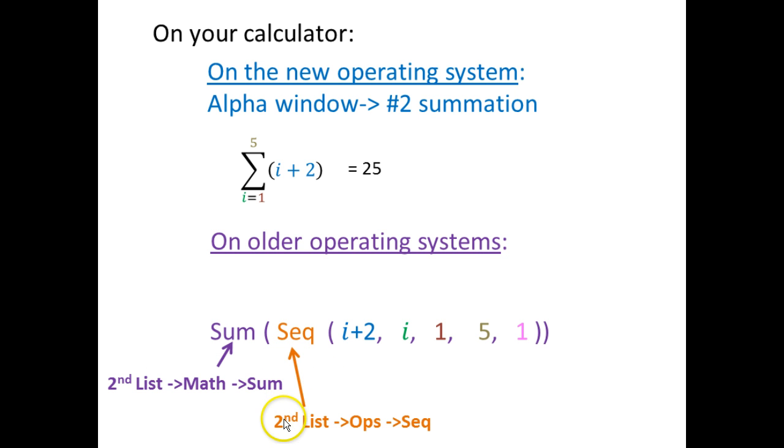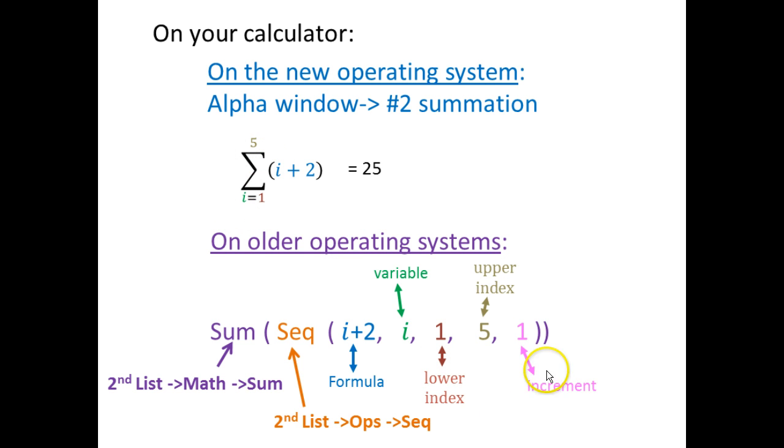On the older operating system, you have to go to second, list, math, sum to pick up the word sum, then second, list, ops, sequence to pick up sequence. Then you type in i plus 2, which is your function, the variable i, 1, which is your lower index, 5 is your upper index, and then 1 is an increment.